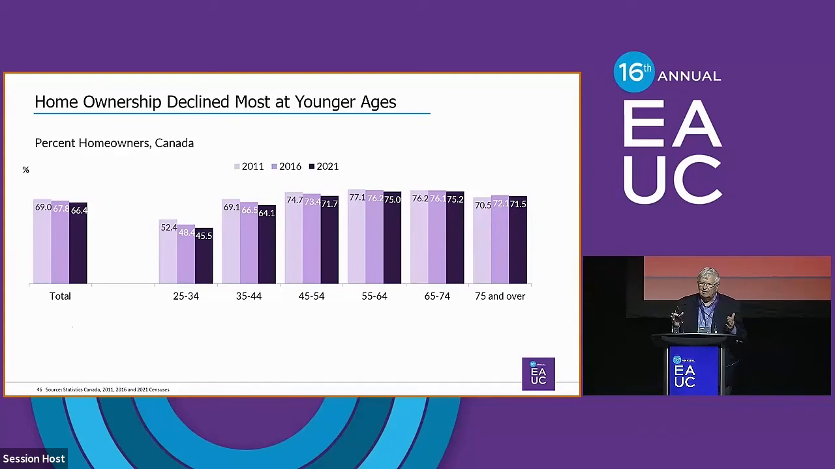And if we look at that by age, we can see very substantial declines in homeownership among young people. Again, I don't think that should come as a surprise. The 25 to 34-year-olds and the 35 to 44-year-olds showing those fairly sharp declines. Not much change in the older age groups.